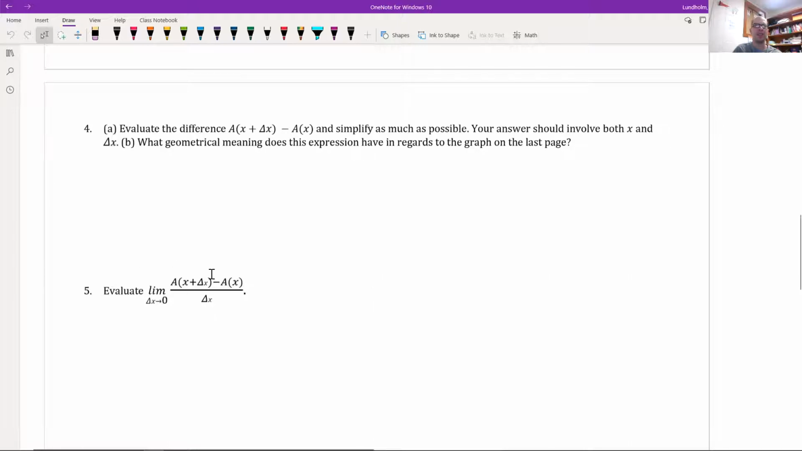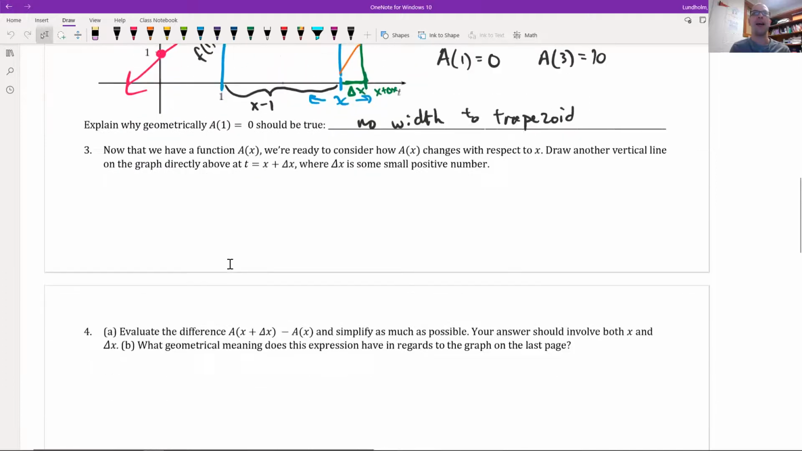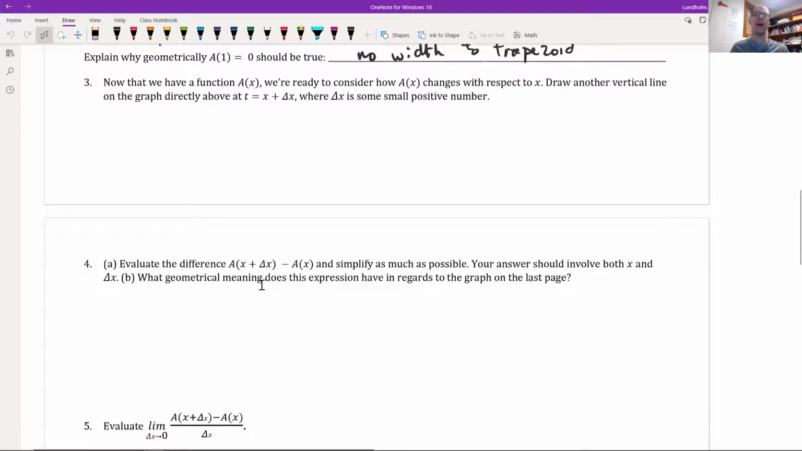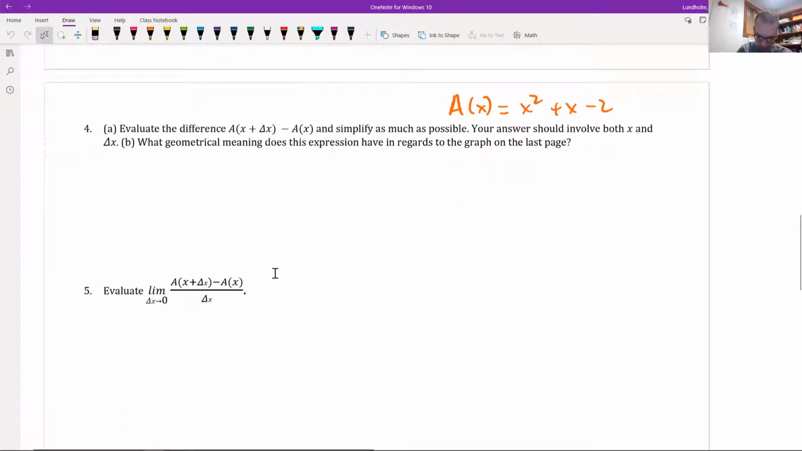Yeah, but we're building up this limit, which hopefully looks somewhat familiar. It's the limit definition of the derivative. We're going to be taking the derivative of the area function really soon. But yeah, let's go ahead and calculate this difference. Our area function, let me go ahead and just write that up here, was X squared plus X minus 2. All right. So that'll help us out as we do this problem.